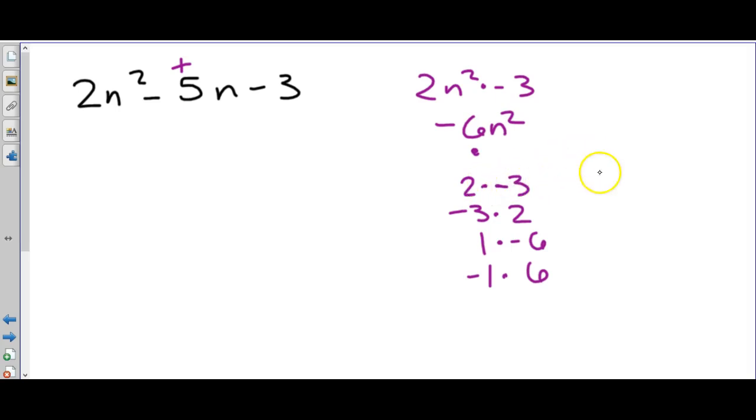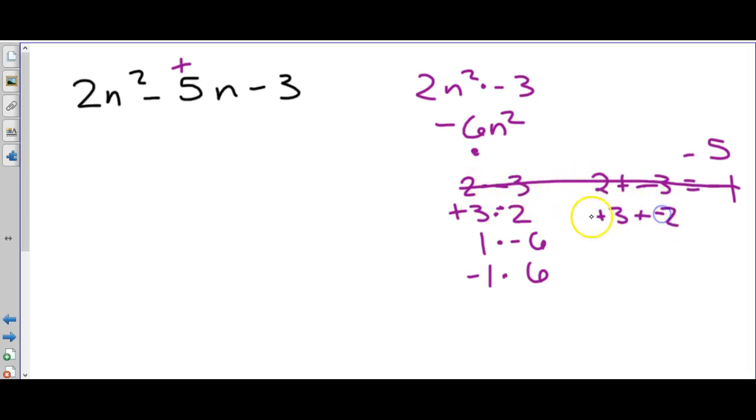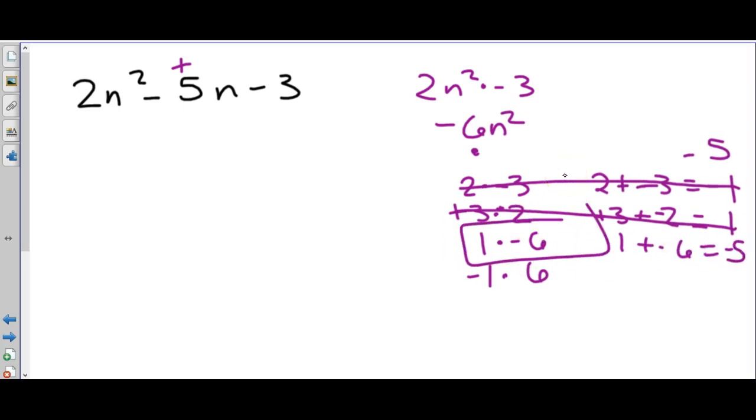2 plus -3, now we're checking to see if the addition works out. That is -1. We want it to come out to be -5, so that didn't work. -3 plus 2, and I put that should be +3, -2. I apologize, those were the same instead of being the two different options. +1 still doesn't work. 1 plus -6, that is -5. So there are our numbers that work.